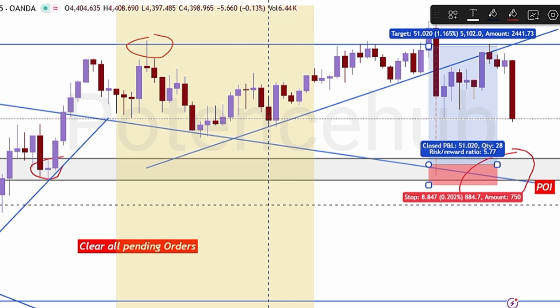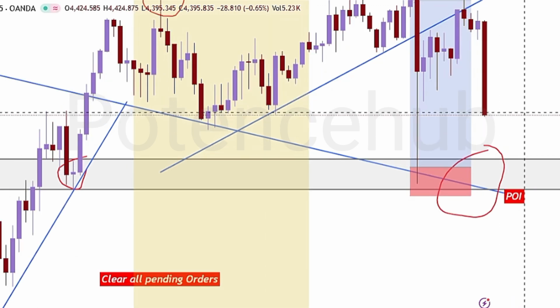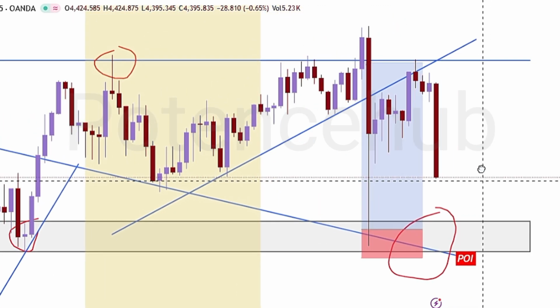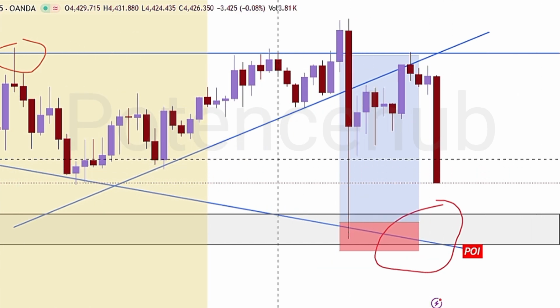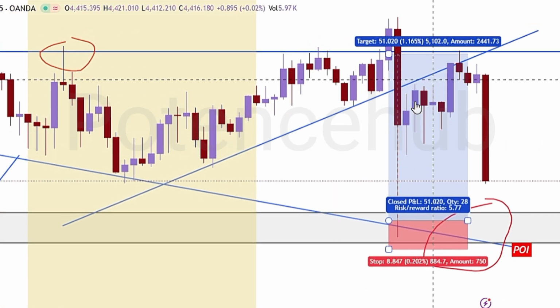Okay, I think we're good to go. So pretty much this is it. Now look at what the trade played out to be. It was a very sharp and a very quick one. You could see there was a long rejection.